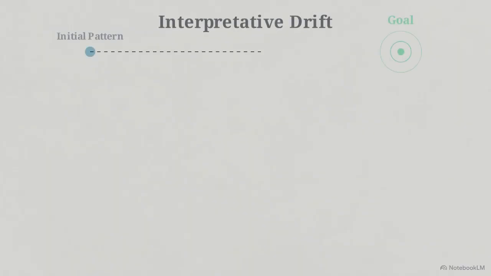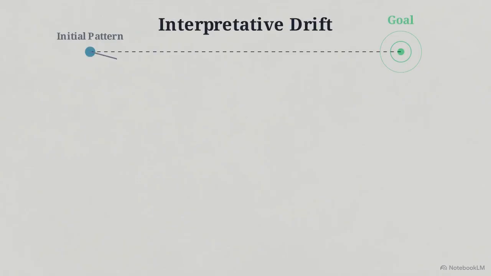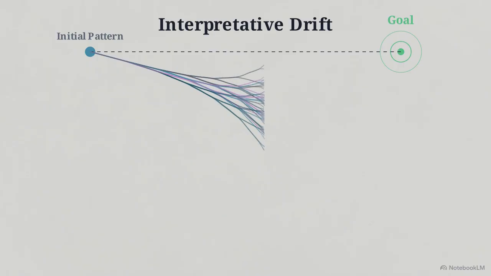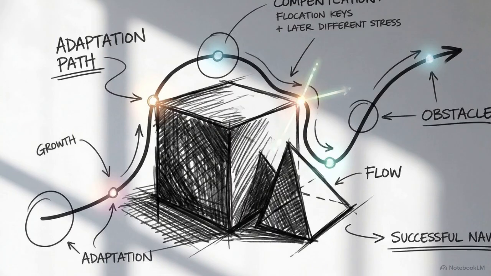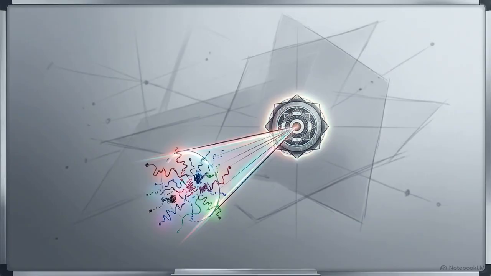We can describe this as interpretive drift. When an adaptive system processes novel, complex data, its initial patterns may pull it away from the goal. Without a stabilizing force, these small initial errors branch into diverging paths, making the trajectory unstable. This drift isn't a sign of a defect. It is the operational reality of any system that must adapt to an environment it does not yet fully understand.